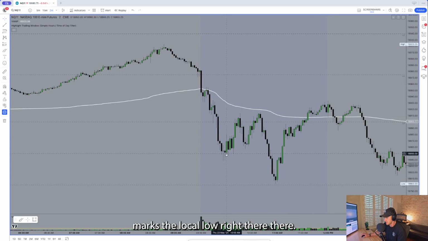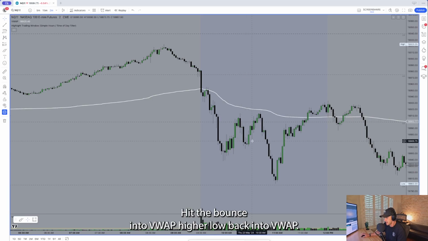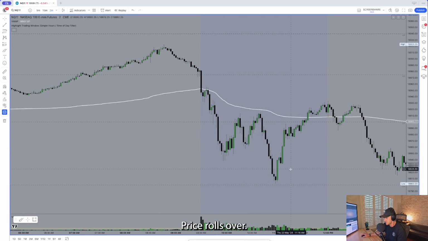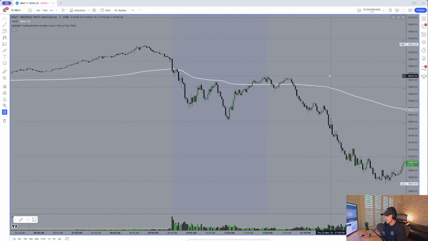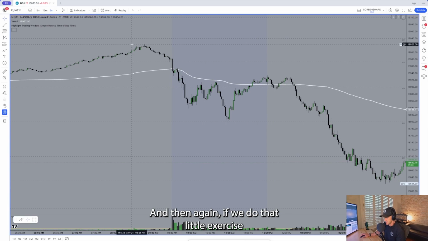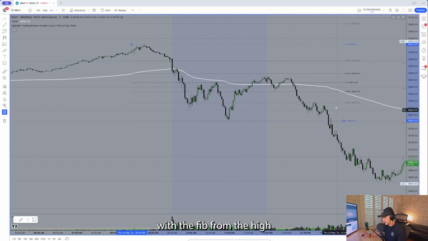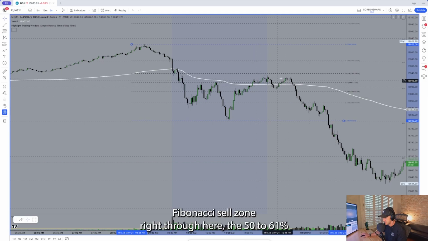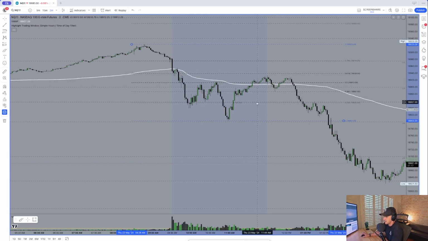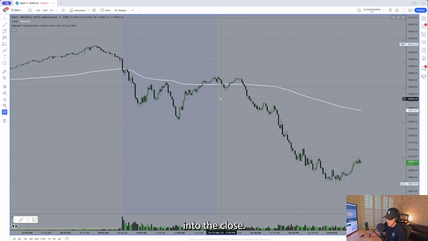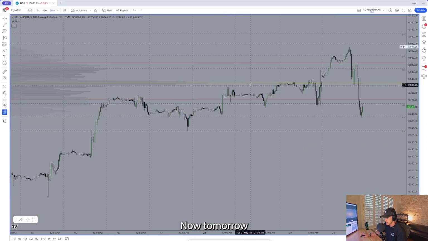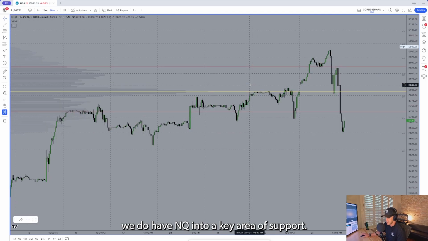10 a.m. marks the local low right through there. Get the bounce into VWAP, higher low back into VWAP. Price rolls over. You get a retest down into the 18,800 level of interest, right? And then again, if we do that little exercise with the fib from the high, Fibonacci sell zone right through here, the 50 to 61%. That afternoon drift higher gets sold off into the close.